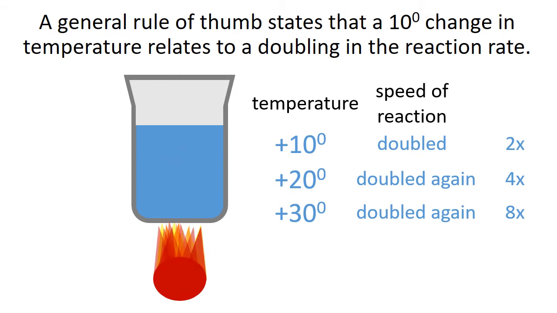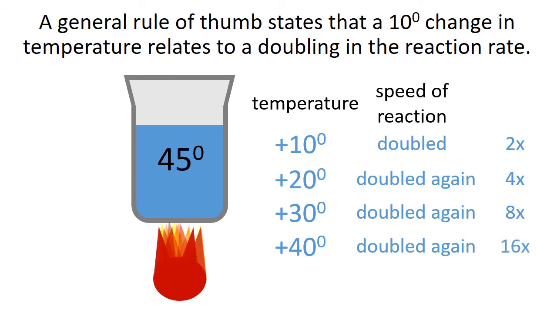But it's still getting hotter. The temperature is now 45 degrees Celsius. The temperature is up 40 degrees from where it was. The speed of reaction will have to double yet again. So at 45 degrees Celsius, the reaction should take place 16 times faster than it would have taken place when it was at 5 degrees Celsius.